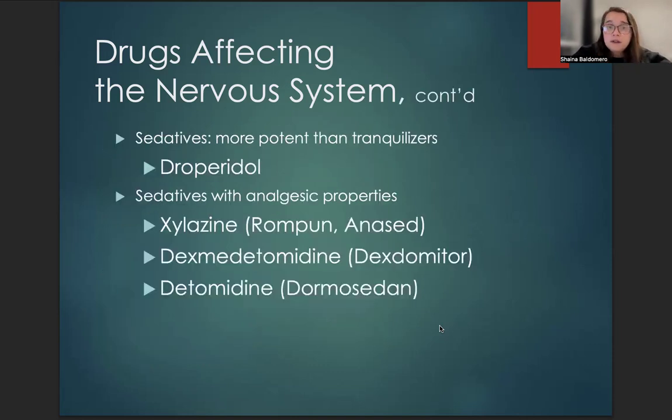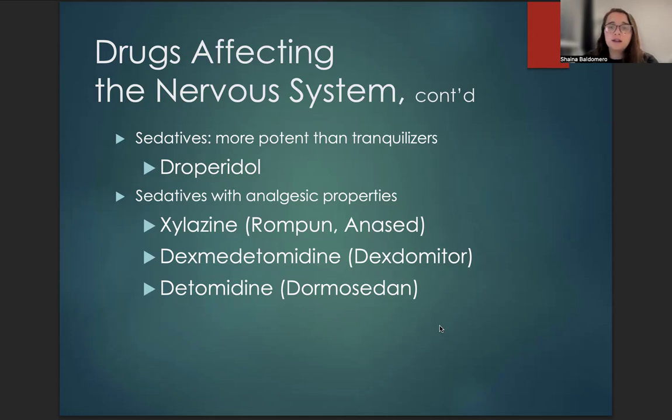A sedative is more potent than a tranquilizer, and a sedative is what's going to knock them out. So we don't have to place an endotracheal tube and breathe for them or anything, but it's going to knock them out. That's going to be like droperidol, but in all honesty, we tend to use sedatives that have analgesic properties. So these are sedatives that also help with pain. That's going to be xylazine. Also, dexmedetomidine, known as Dexdomitor, it's going to be the most common one you're going to see with small animals. And detomidine or Dormosedan is also used.